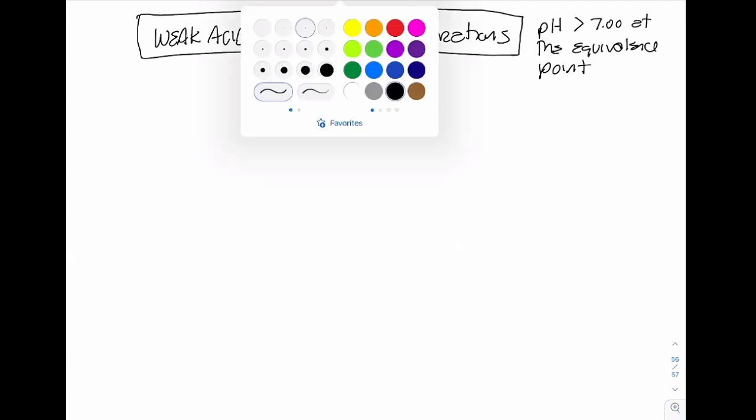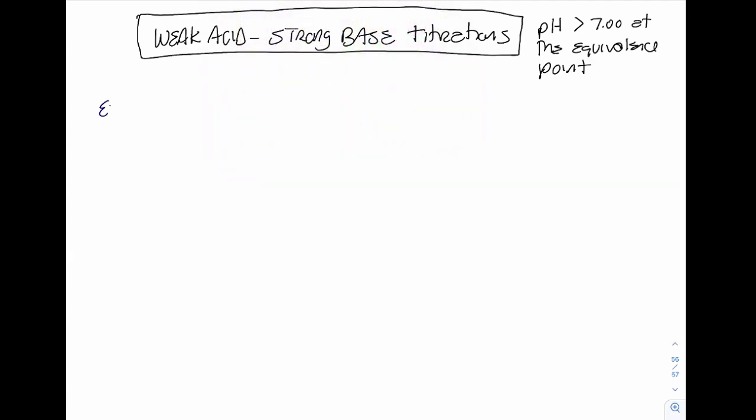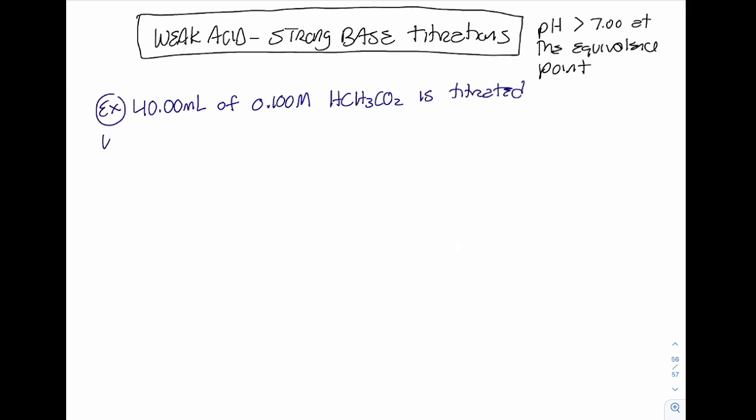So for our example, we'll use similar numbers. Let's have 40 milliliters of a 0.1 molar acetic acid solution, and it's going to be titrated with, we'll use 0.1 molar again, sodium hydroxide.